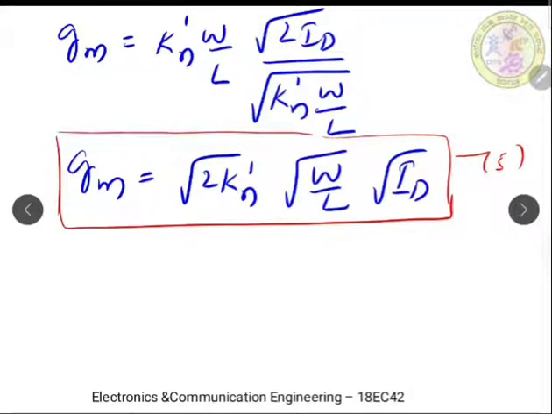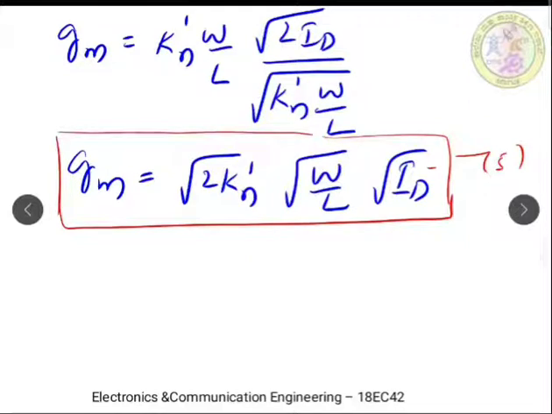Now from this equation we can see that gm is directly proportional to the square root of the DC bias current, that is ID, as well as directly proportional to the W by L ratio of the transistor also. So the fifth one is another representation for gm.